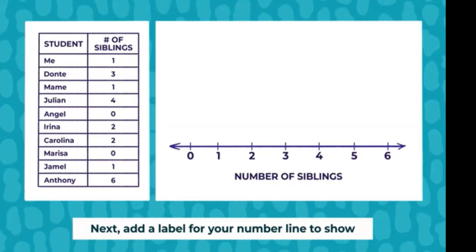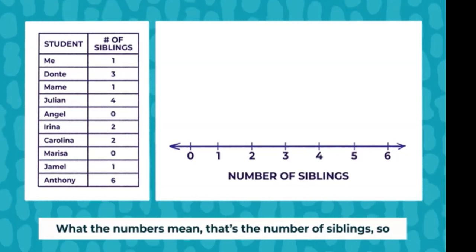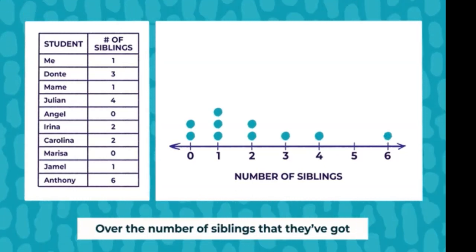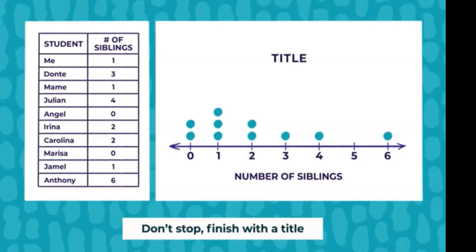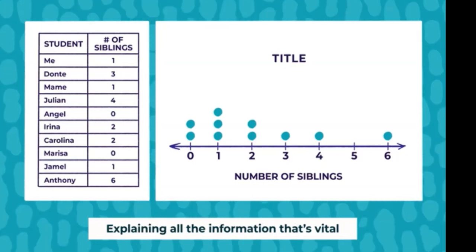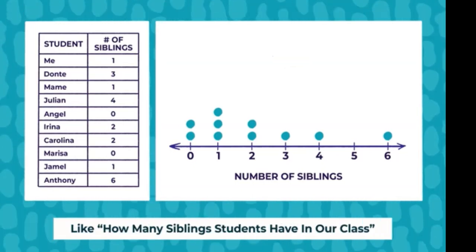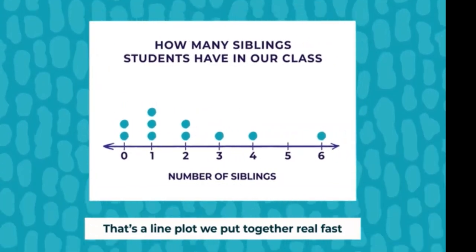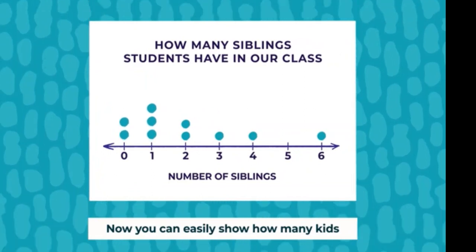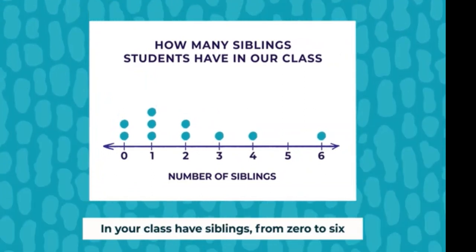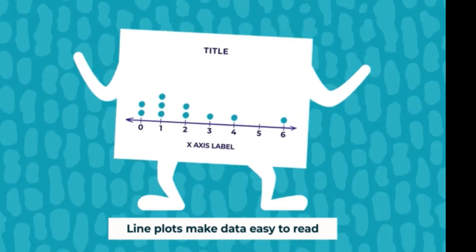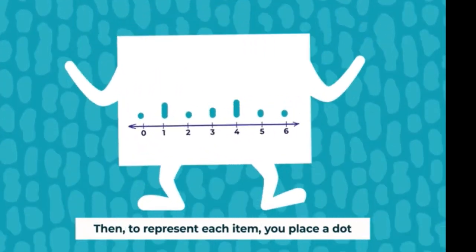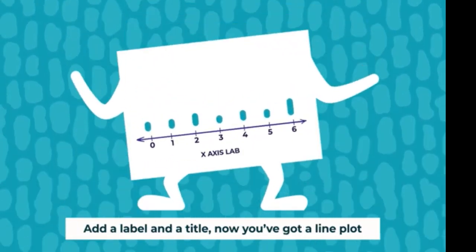Next, add a label for your number line to show what the numbers mean. That's the number of siblings. So for each student in your class, add a dot over the number of siblings that they've got. Don't stop. Finish with the title, explaining all the information that's vital, like how many siblings students have in our class. That's a line plot we put together real fast. Now you can easily show how many kids in your class have siblings from 0 to 6. Line plots make data easy to read. To make one, a number line is what you're gonna need. Then to represent each item, you place a dot, add a label and a title.